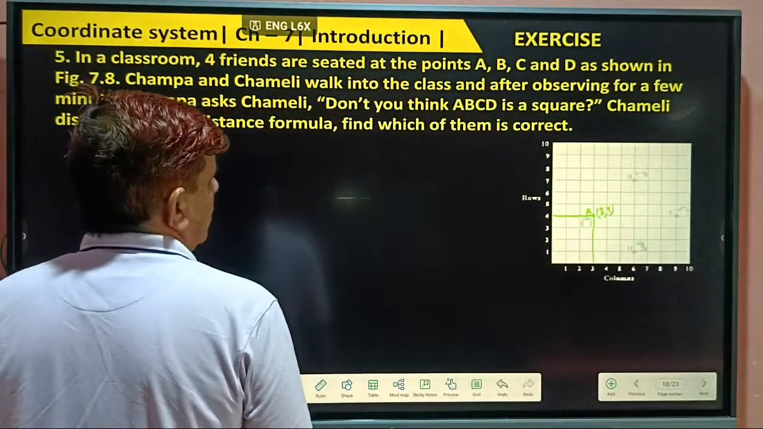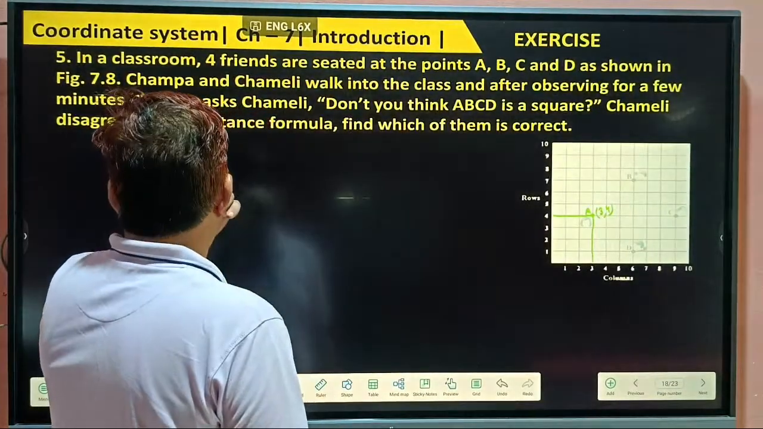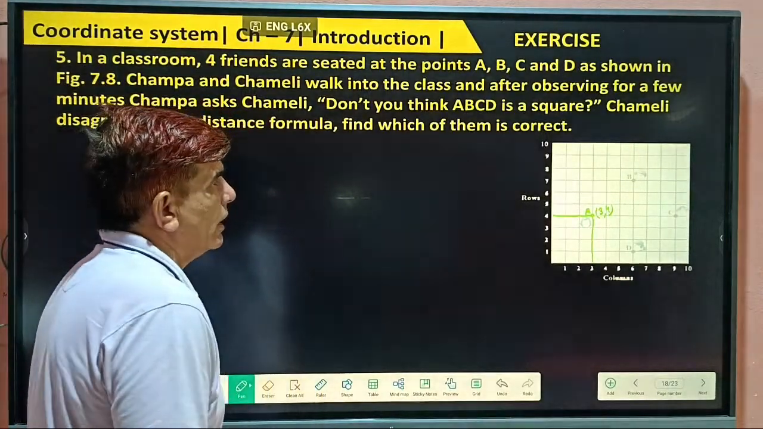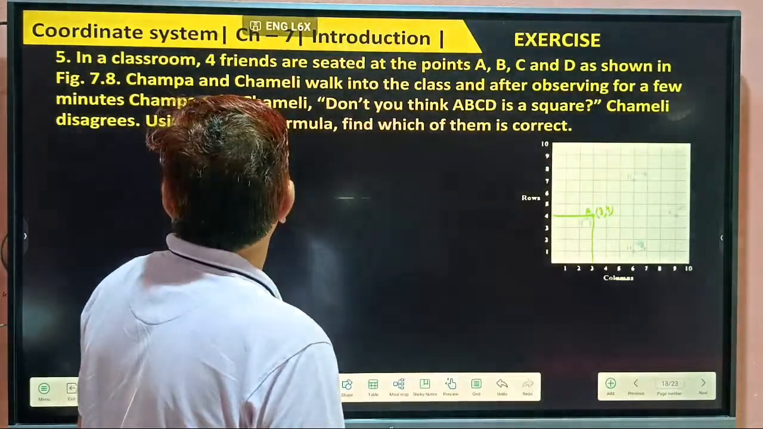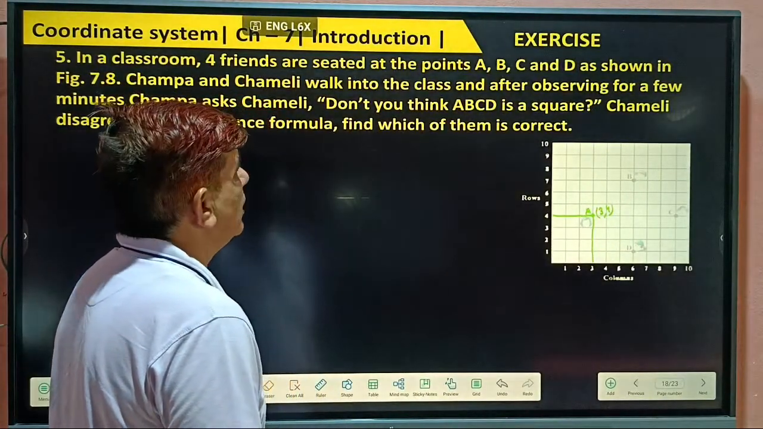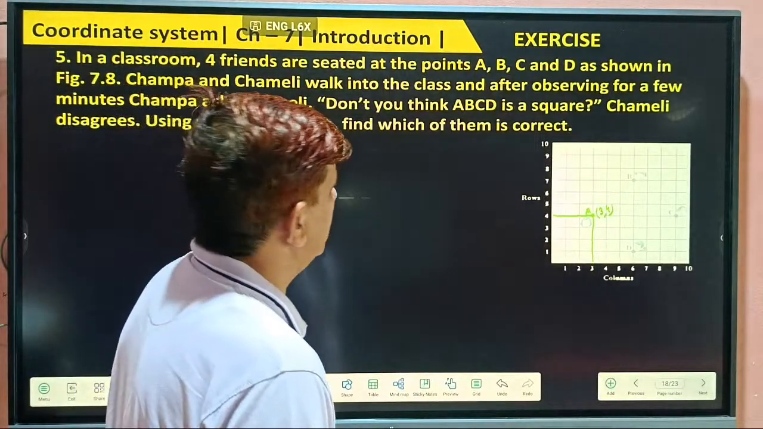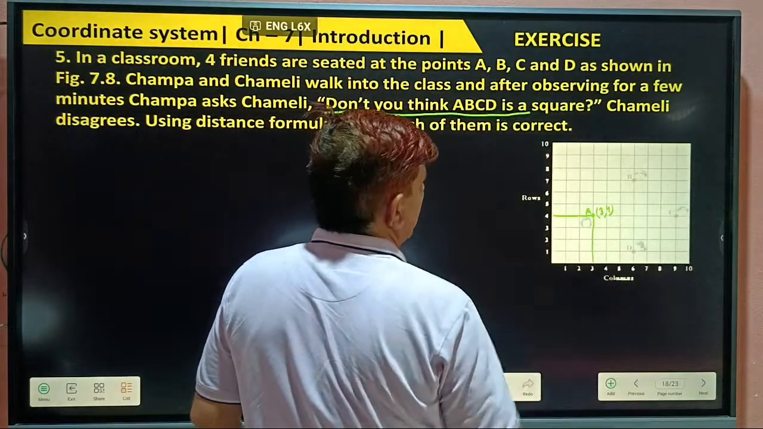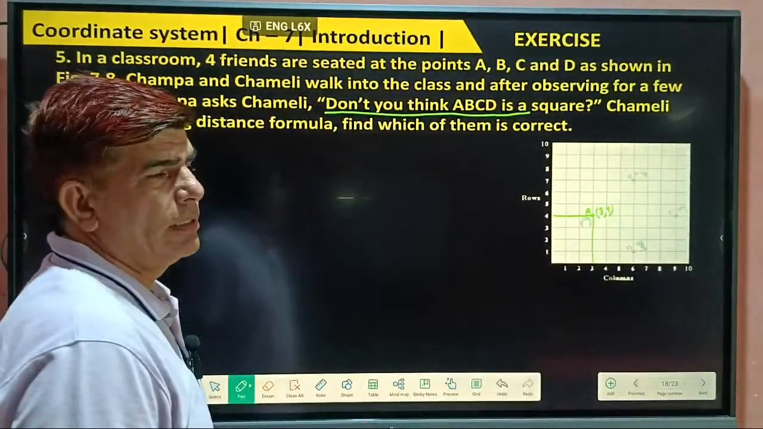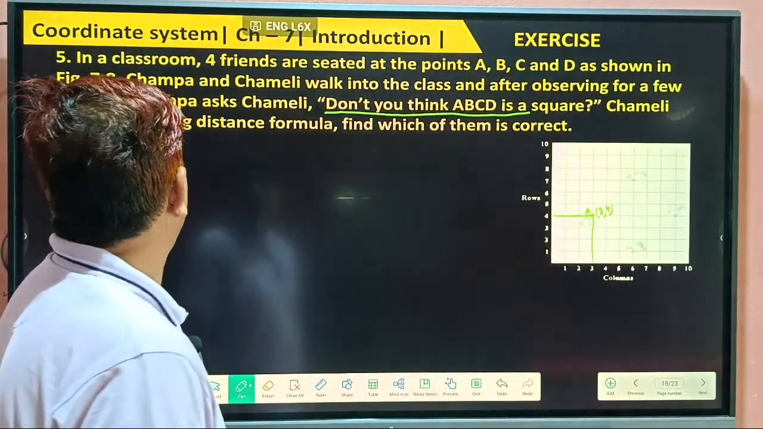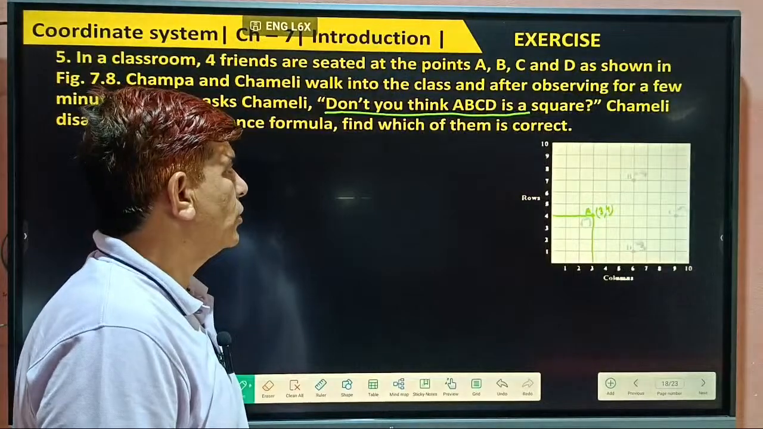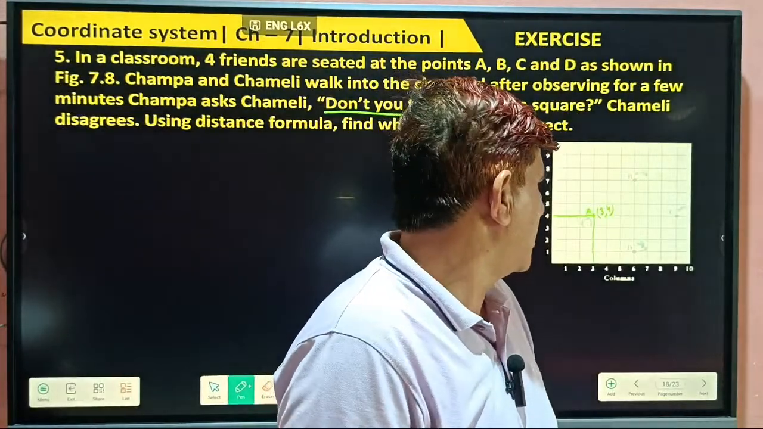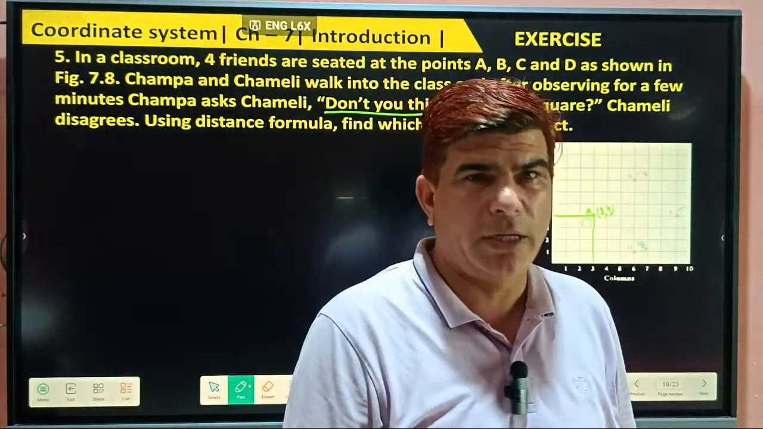Champa and Chameli walk into the class, 2 students, or you can say 2 teachers. After observing for a few minutes, Champa asks Chameli, do you not think ABCD is a square? Chameli disagrees. Using the distance formula, find which of them is correct. You have to tell whether these four points ABCD make a square or not.